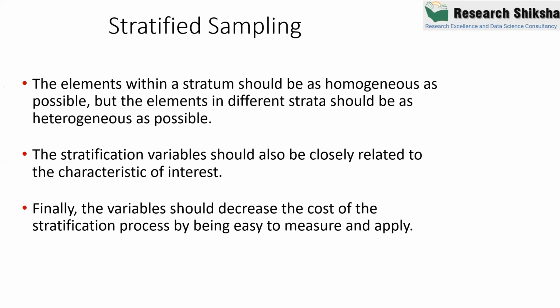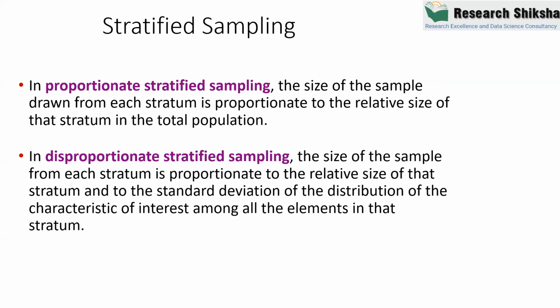Okay, and in most of the cases it is proportionate. The elements within a stratum should be as homogeneous as possible, but the elements in different strata should be as heterogeneous as possible. So one subgroup is homogeneous, and the other group is different from the first group. There are two types of stratified sampling: one is called proportionate stratified sampling, and the second is disproportionate stratified sampling.